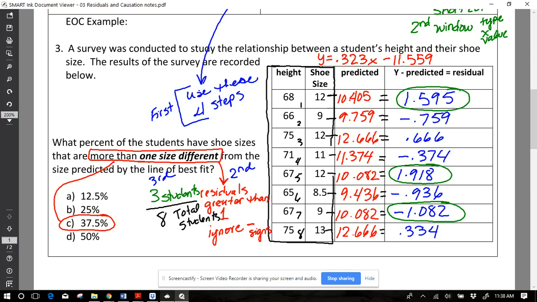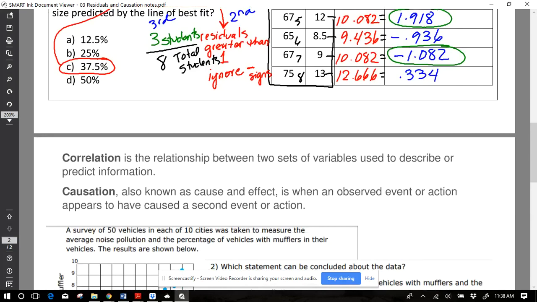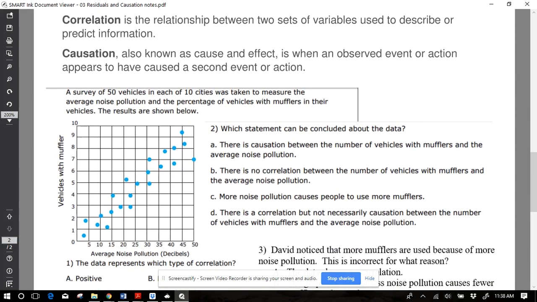Great job. Let's lighten it up and make it a little easier for us. Okay. Correlation and causation. This is a little easier than residuals. The correlation between data is what we were already finding when we were looking at scatter plots. I told you to determine if the correlation was positive, negative, or there was none at all. And that's easy to tell just by looking at something.